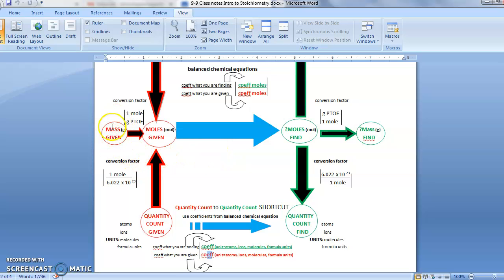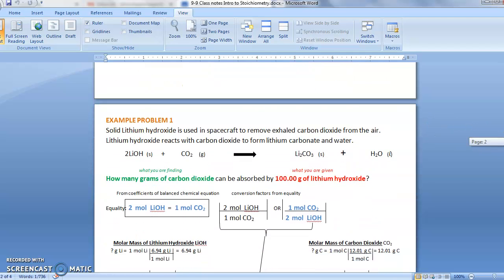In this problem, they'll give you the mass of one thing, and they will need to know something about the mass of another thing. That will involve this blue arrow, the mole-to-mole conversion. Let's take a look at such a problem.